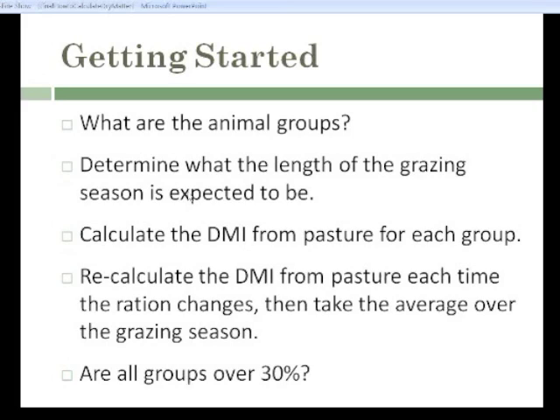The first thing that you need to do on the farm is determine what are all of the different animal groups that you need to do this calculation for. So generally, these are going to be the different feeding groups on your farm. Then the next thing you want to do is determine what the length of the grazing season is expected to be in your region and more specifically on your farm.